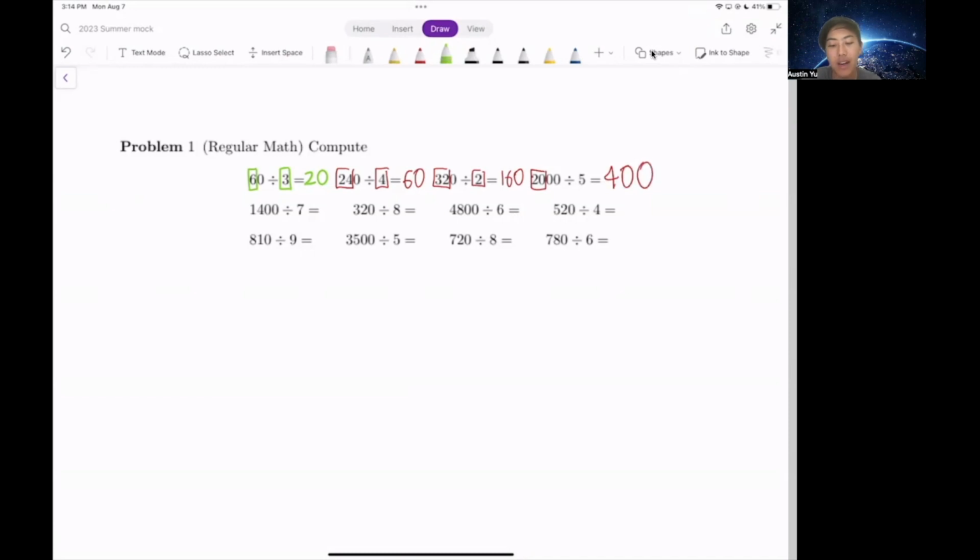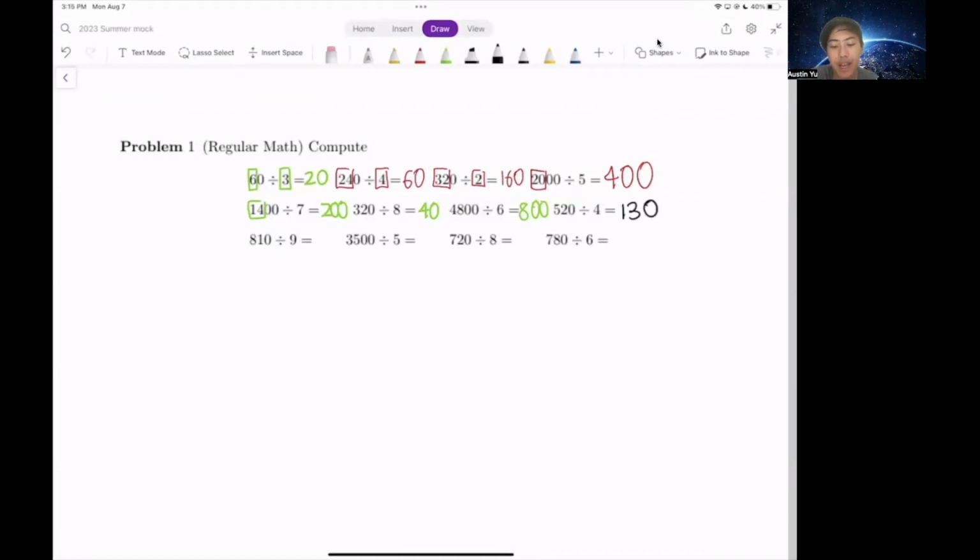The next one again, 1400 divided by 7, 14 divided by 7 equals 2 and add on the 2 zeros. 320 divided by 8, that gives us 40 because 32 divided by 8 is 4, add on the 0. 4800 divided by 6, 48 divided by 6 equals 8, and then add on the 2 zeros. And 520 divided by 4, 52 divided by 4, let's see what that is. That just gives us 13 and add on the 0.